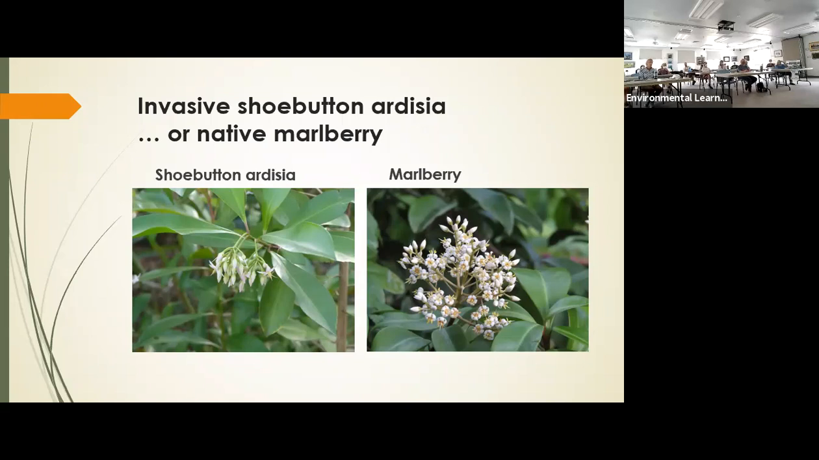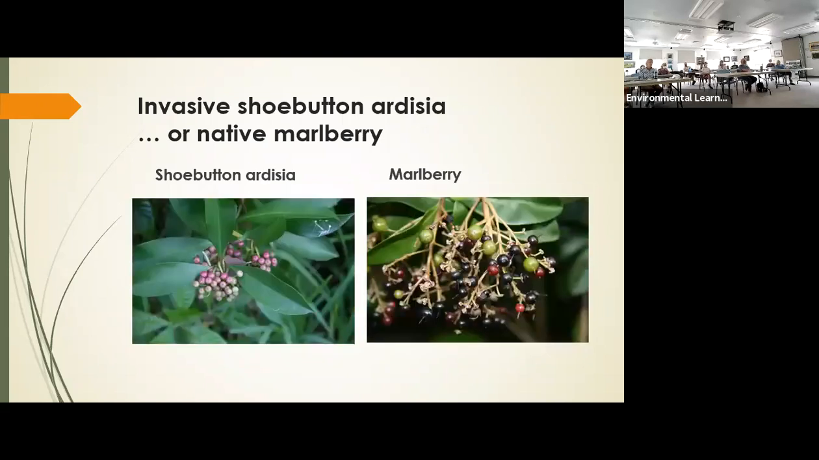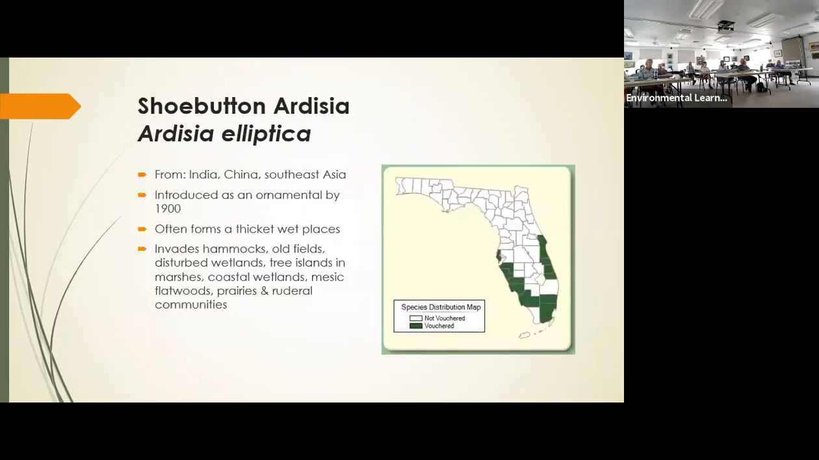And then next slide. The fruits are very, very different. So they will both be blue-black when ripe, but the shoe button ardisia fruits go from green through stages of lavender. It actually is really pretty. I hate to say it. Marlberry, on the other hand, goes green to like a maroon to black. And often the terminal panicles of fruits are so heavy on the marlberry trees that they hang down. So hopefully that helped. This is from Southeast Asia and India.